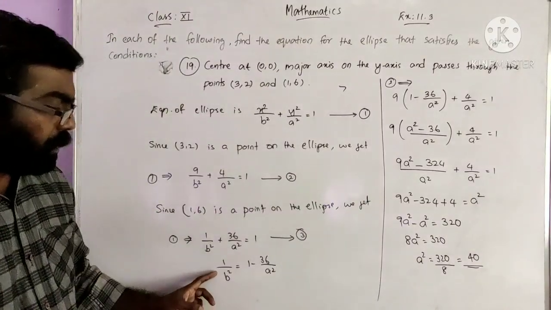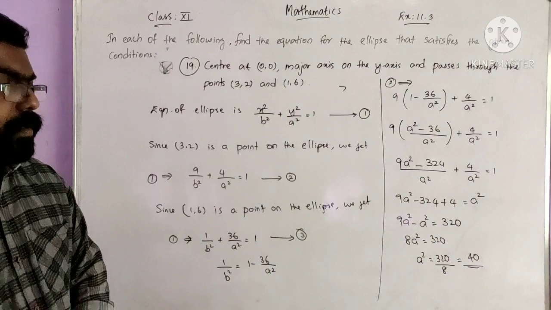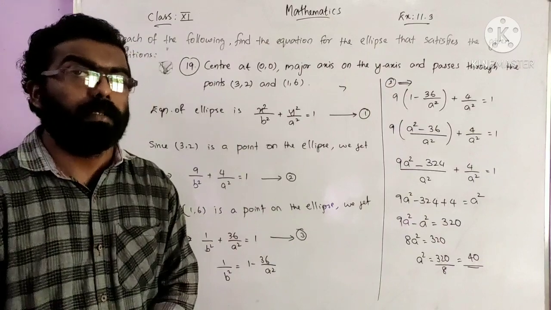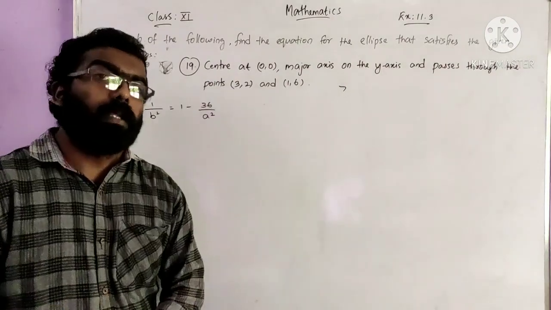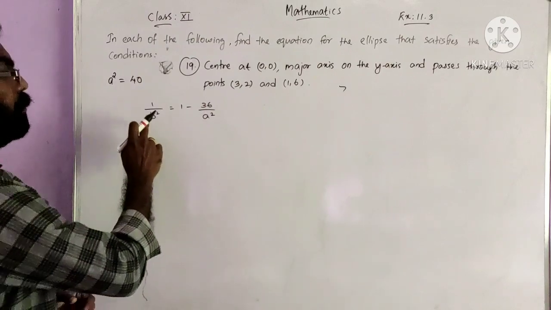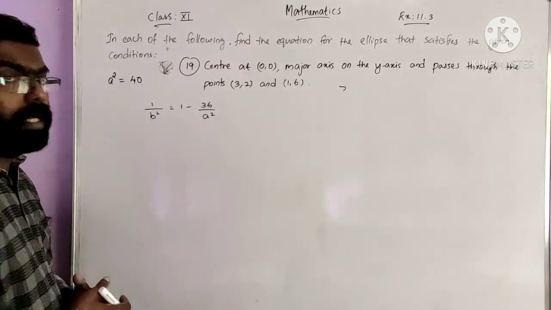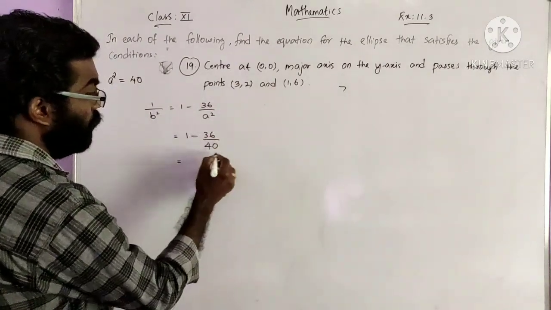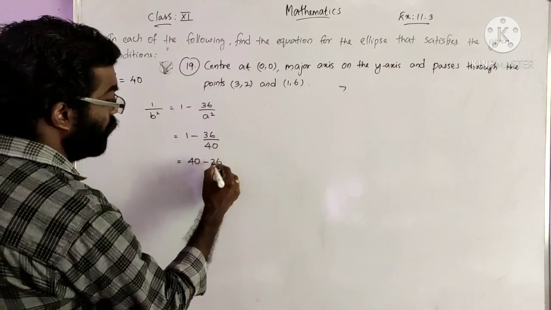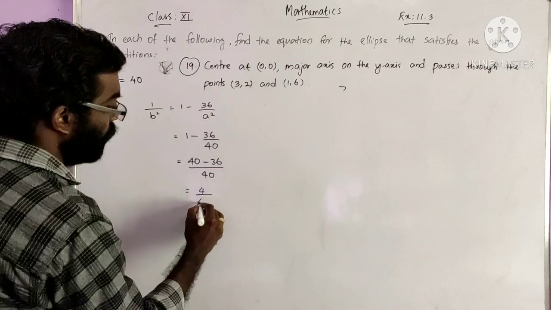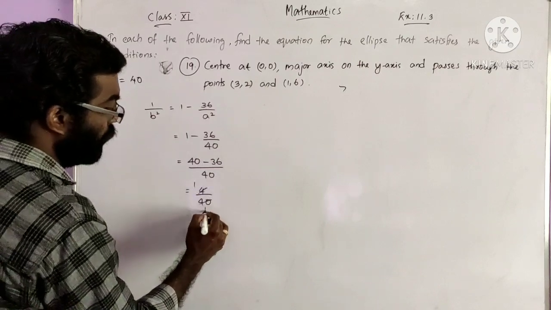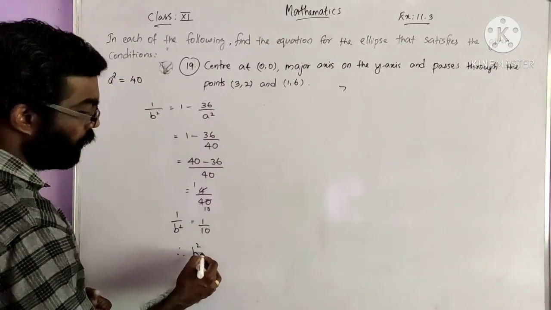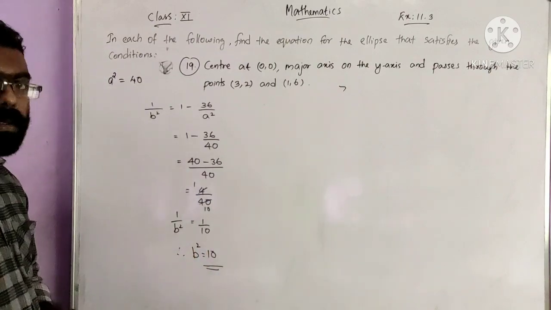We can replace it in this one: 1 by b square equal to 1 minus 36 by a square. We will get the value of b square, and finally we can write the equation of the ellipse. Here we got the value of a square as 40, and we have 1 by b square equal to 1 minus 36 by a square. Here we replace 1 minus 36 divided by 40. On cross multiplication we get (40 minus 36) divided by 40, that is 4 by 40, which is equal to 1 by 10. So 1 by b square equal to 1 by 10. On taking reciprocal we get b square is equal to 10.